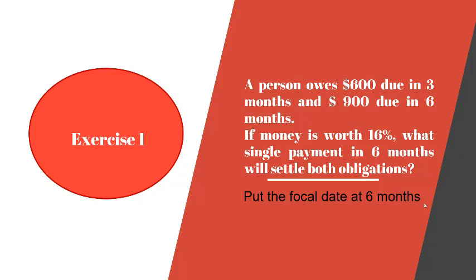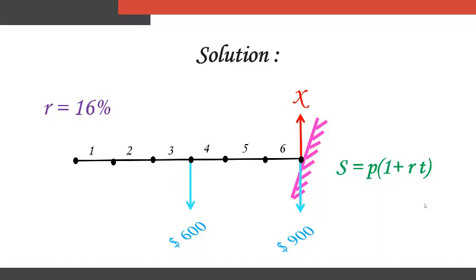In our example, a person owes $600 due in 3 months. The first old obligation is equal to $600, and the second is $900 due in 6 months. He needs a single payment due after 6 months that settles both obligations. Look at the timeline.